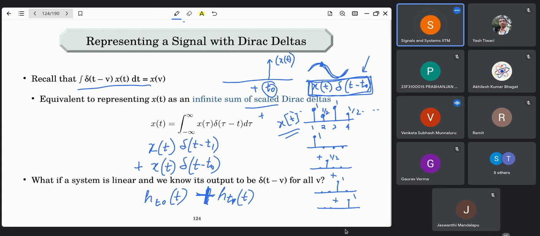Correct? Now, for how many terms are we adding here? We are adding infinitely many terms. So this addition here is in fact an integration. And similarly, the addition here turns out to be an integration. But in this case, we cannot have integration over t naught, t1, multiple t's. So what gets simplified here is because of the time invariance.